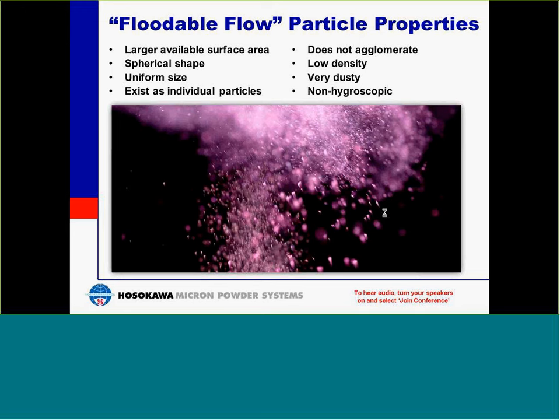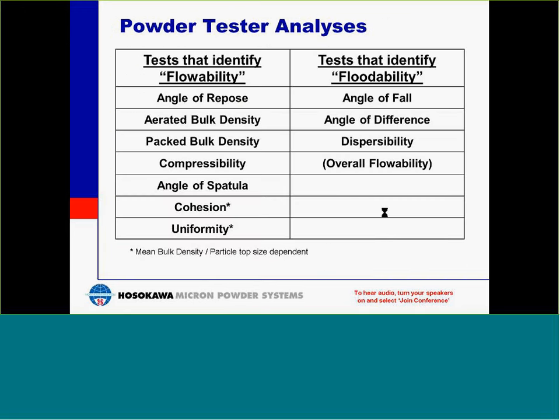Now let's talk a little bit about the various methods that Ralph Carr developed that can identify the specific attributes of those samples. For flowability, take into consideration those listed on the left: angle of repose, density measurements, compressibility, spatula angle, cohesion and uniformity. Once you have identified those attributes, you then take an overall flowability index and add it to the angle of difference and dispersibility to determine the floodability.